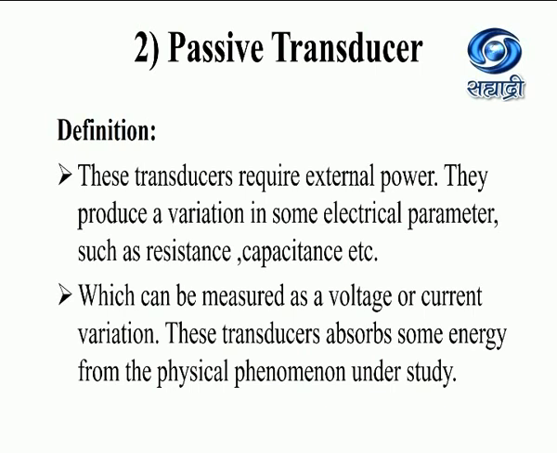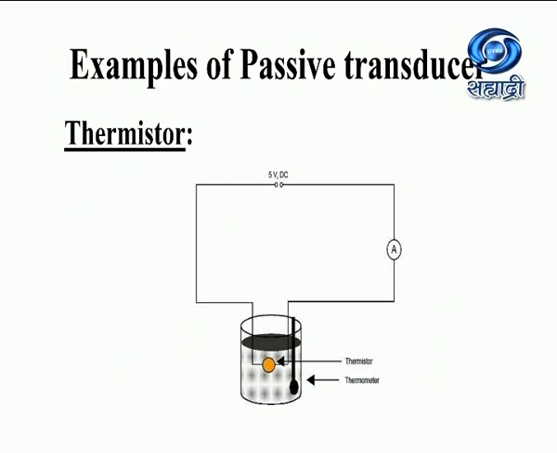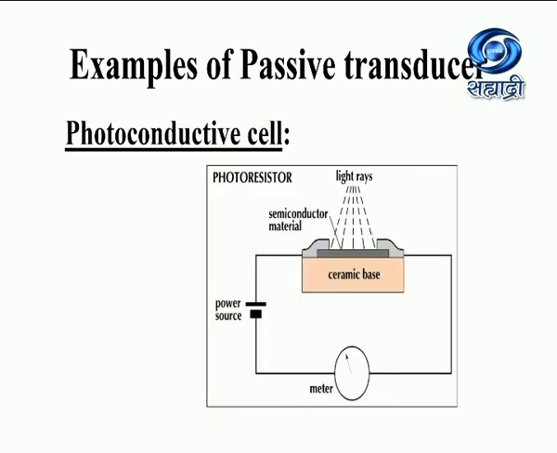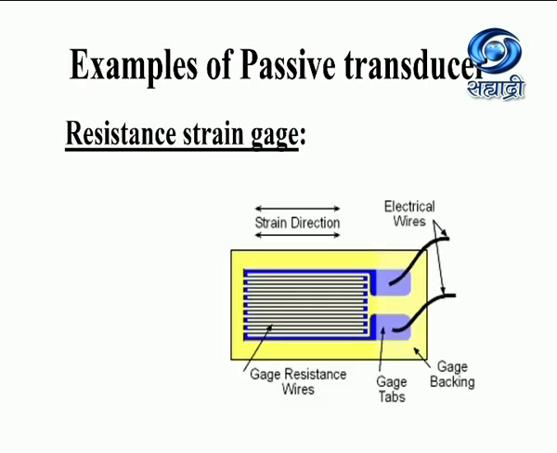This transducer absorbs some energy from the physical phenomena under study. So let's see the examples of passive transducer. The first example is thermistor. So this is basically a temperature transducer which converts temperature, that is thermal energy, into electric variations in terms of resistance. Then we have photoconductive cell, where photons, that is light rays, are converted into electric energy. Third one is resistance strain gauge. Here resistance wire is used and it is converted into electric energy.